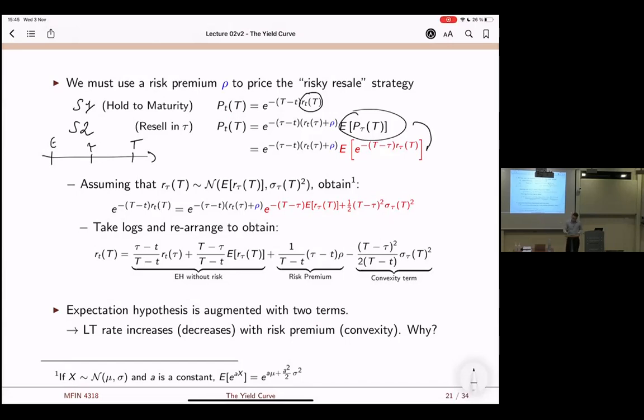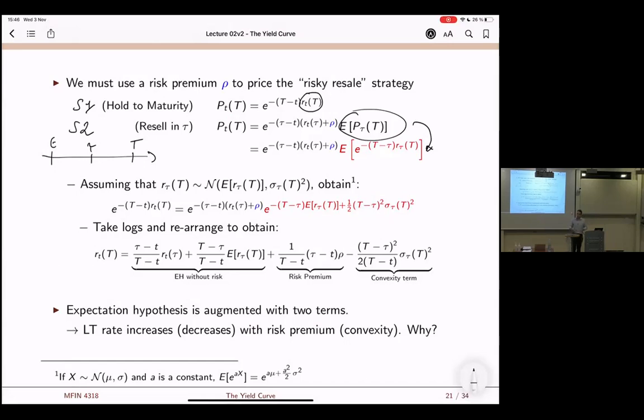Now, from here to there, we didn't do anything special. We just wrote what the price is, and we keep everything in expectation. So this is totally legit. This is not related to the mistake I talked about before. Okay, so now we want to compute this expectation to have a closed form solution.